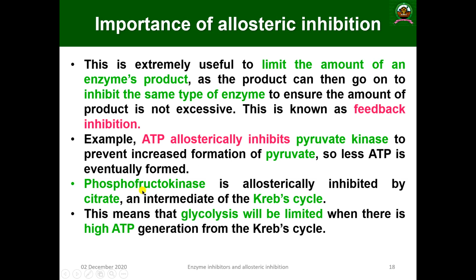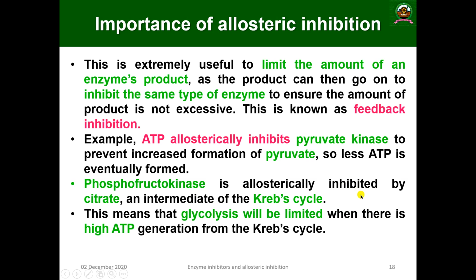Phosphofructokinase, PFK, one of the important enzymes in glycolysis, is allosterically inhibited by citrate, an intermediate of the Krebs cycle.